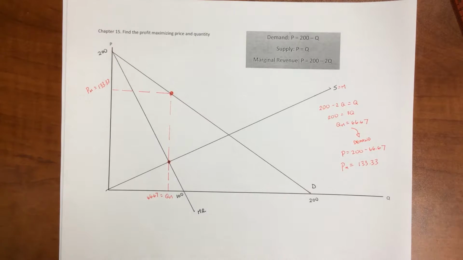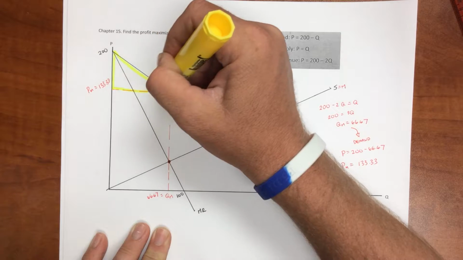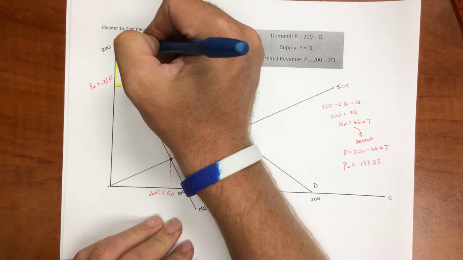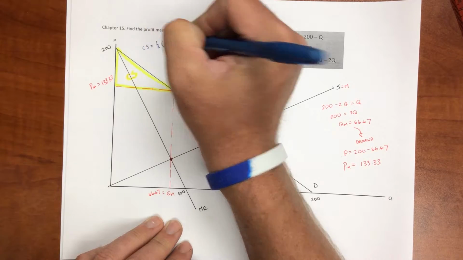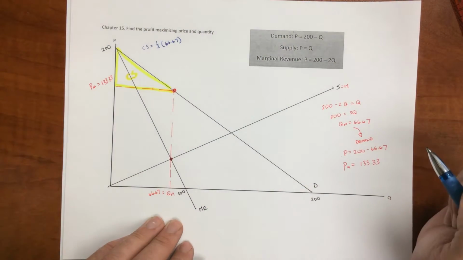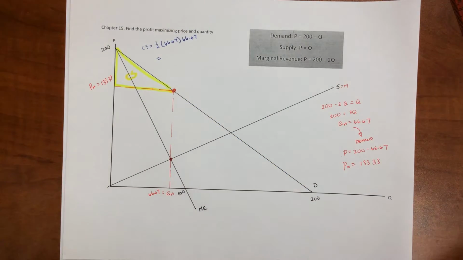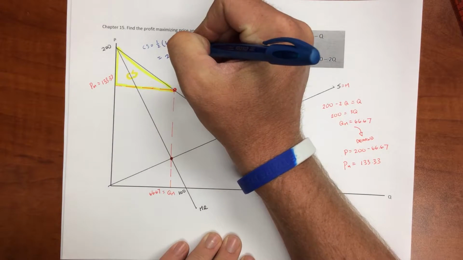Now we can go a step further and identify the different areas of the curve real quick, the surplus. So here we have our consumer surplus. To calculate consumer surplus, it's 1/2 base, which is 66.67, times the height, which is the difference there, which happens to be 66.67. So I'll just do that on the calculator. So consumer surplus is 2,222.44.